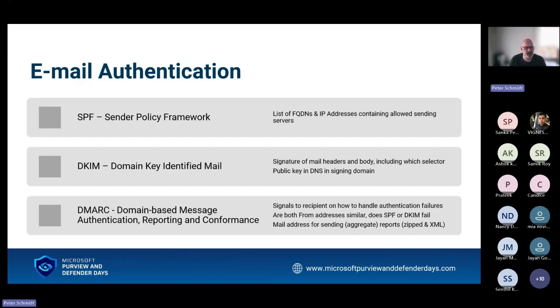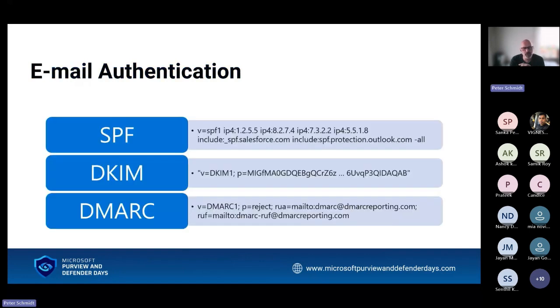The DMARC is more like where we tell the receiving systems how they should react based on the other parameters that we have configured in SPF and DKIM. So if we show how it could look in the DNS, the SPF here has different IP addresses. We have Salesforce, we have protection.outlook.com. All that is added in here, telling whoever receives email from me that they can validate it when it comes from systems like these.